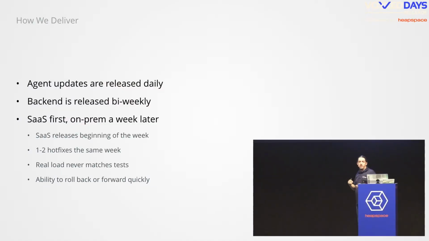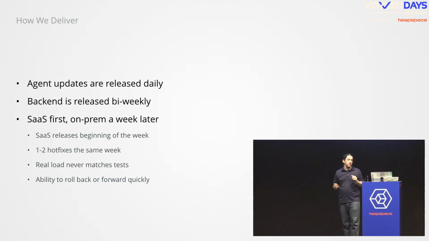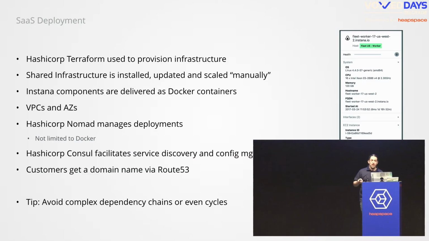I want to talk a little bit about how we update and deliver. Our agents are updated continuously all the time. Updates are downloaded dynamically by the agents. Our backend is released roughly bi-weekly. We release it first on our SaaS platform, and should there be no problems, and sometimes there are, we do a hotfix the next day. After a week, we release it to our on-premise customers, where we have less access. And this is all operated on Amazon.